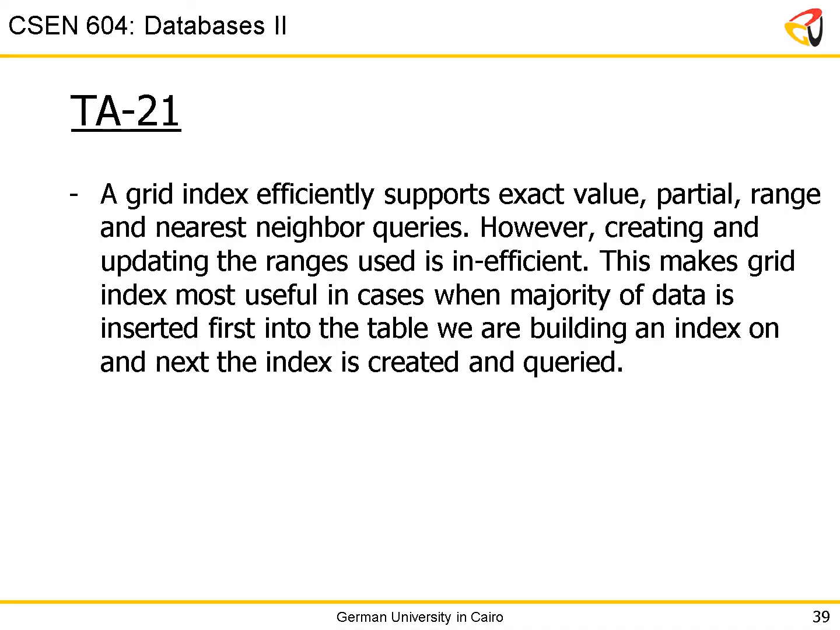Here is the takeaway. A grid index efficiently supports exact value, partial range, and nearest neighbor queries. However, creating and updating the ranges used is inefficient. And this is really the important point: this makes grid index most useful in cases when the majority of data is inserted first into the table we are building an index on, and next the index is created and queried. In other words, when would you use a grid index? You would use a grid index if you will upload all the data up front, run an algorithm to find the good ranges, and then keep firing queries against this data.